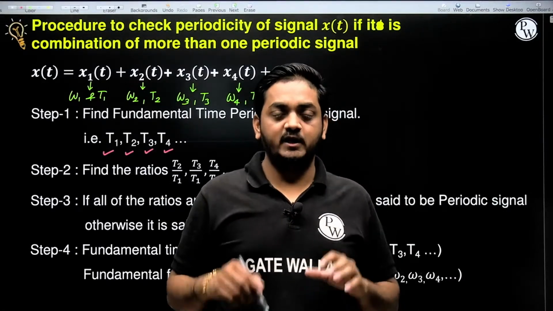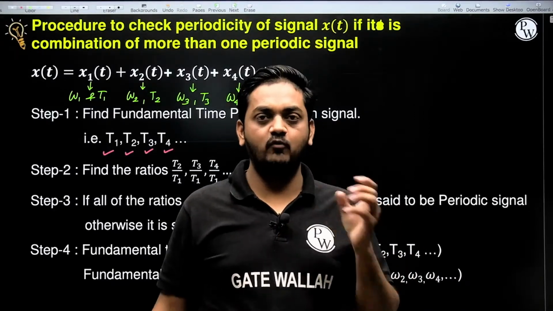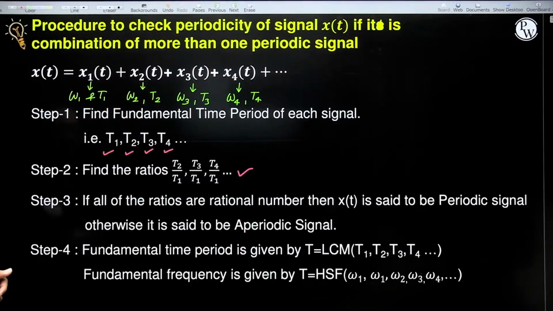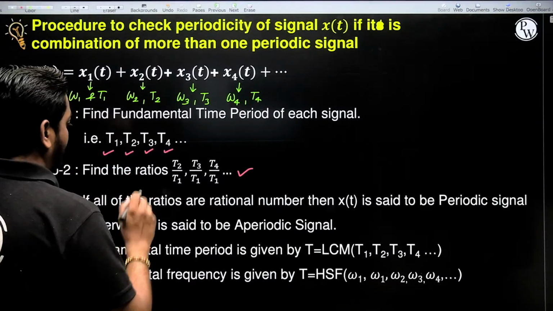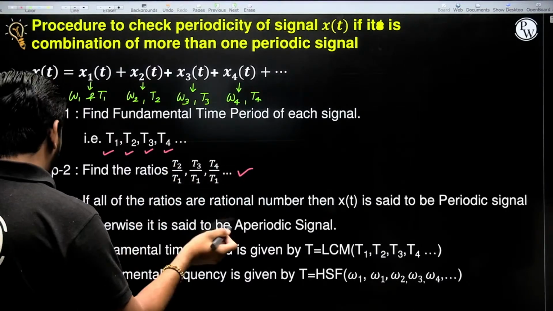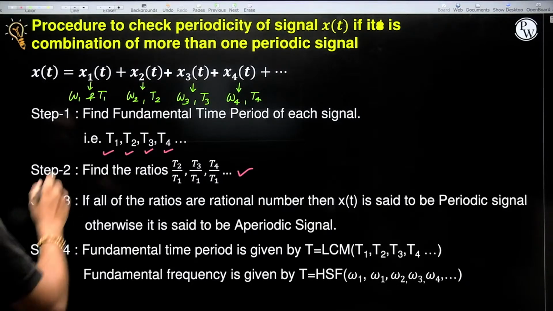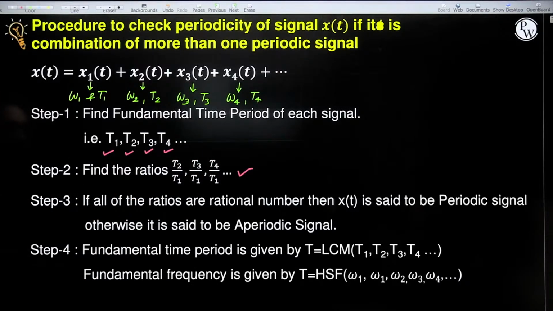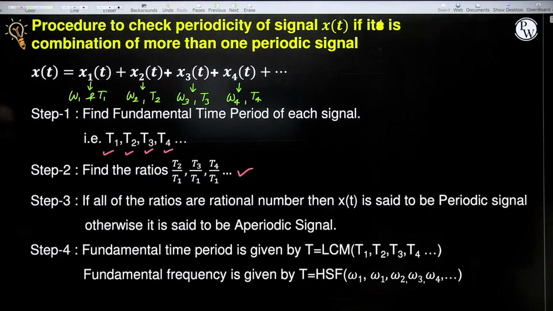Even you can find the ratio of frequency also, like omega 2 by omega 1, omega 3 by omega 1, omega 4 by omega 1, correct? You have to find all the ratios. This is step number 2. If all of the above ratios are rational numbers, then x of t is said to be a periodic signal, otherwise it is said to be an aperiodic signal. For x of t to be periodic, all these ratios should be rational numbers. If at least one ratio is an irrational number, then the given signal x of t is said to be aperiodic.